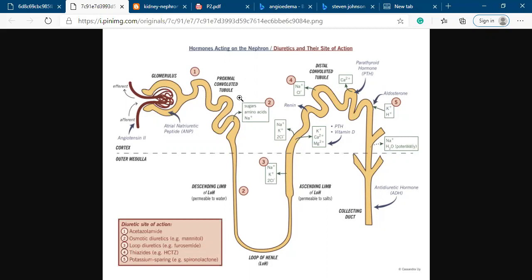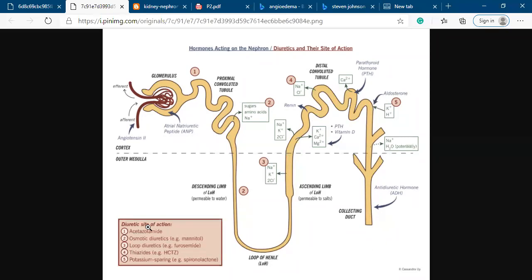This portion is called the proximal convoluted tubule. This whole portion is called the loop of Henle, but this limb is the descending limb of the loop of Henle, and this is the ascending limb of the loop of Henle. This portion is called the distal convoluted tubule, and this is the collecting tubule.